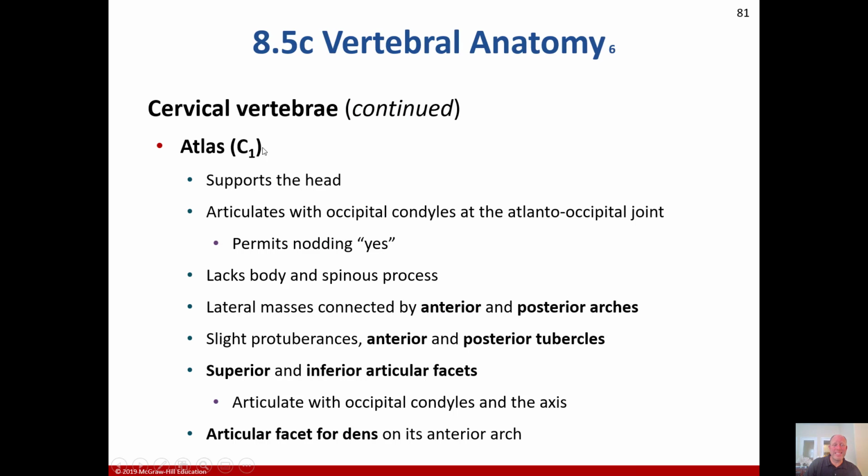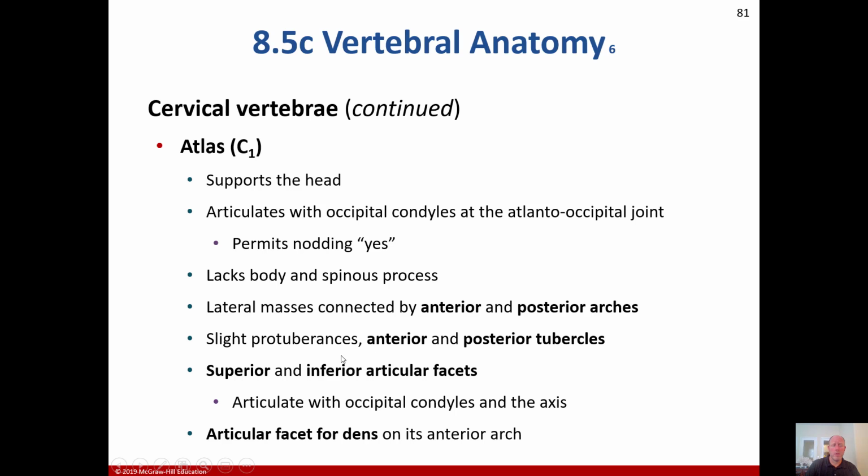Cervical vertebrae, Atlas C1. The top cervical vertebra is called Atlas. It supports the head, like Atlas supported the world in mythology, right? It articulates with the occipital condyles at the atlanto-occipital joint, and it permits that nodding motion, that cervical motion here, forward flexion and extension.